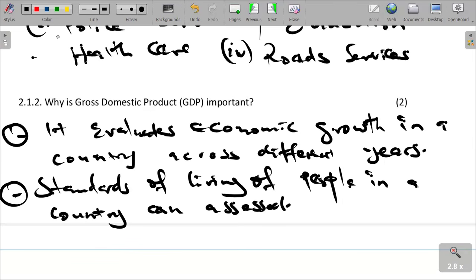We can actually understand that affordability of goods and services is also somehow achievable to people. It can also be used as an indicator of economic activity within a country, which we say that the economic activity within a country can also be checked through gross domestic product.